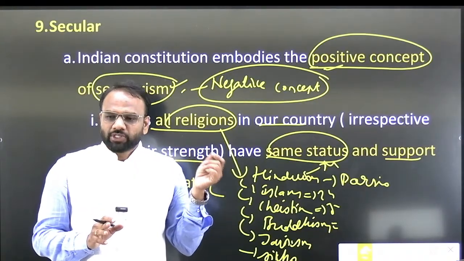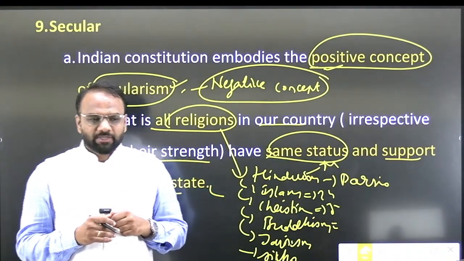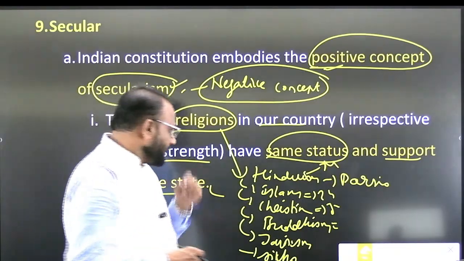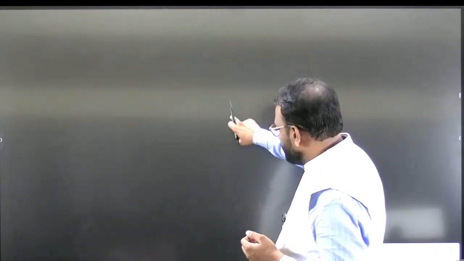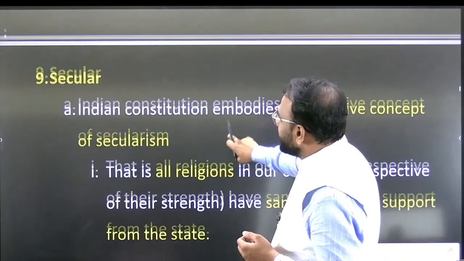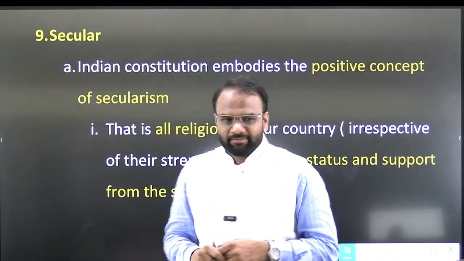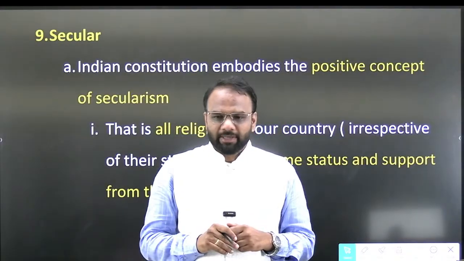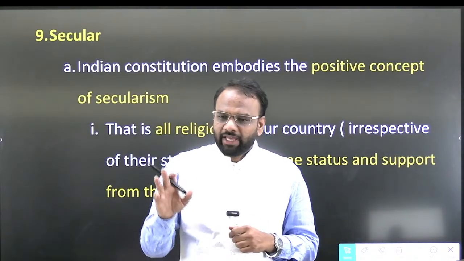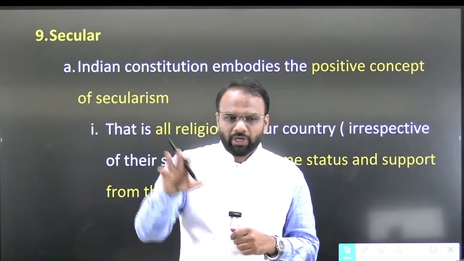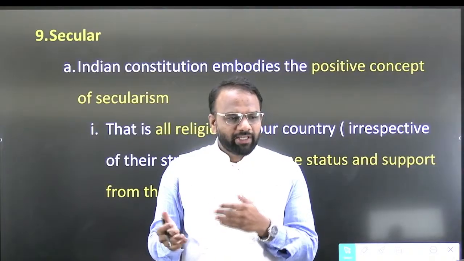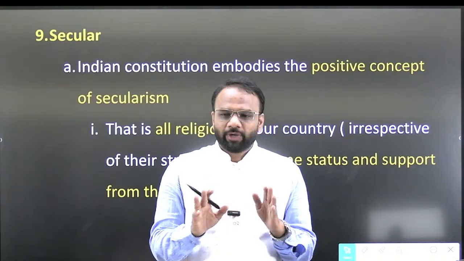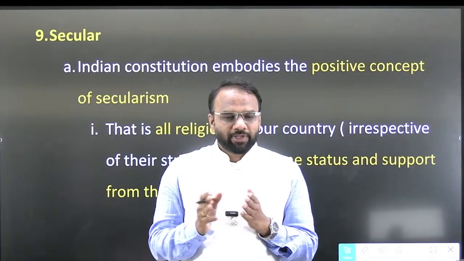So this is a positive concept of secularism. Then what is negative concept of secularism? Negative concept of secularism means state is completely neutral. For example, you want to build a temple, then you mobilize the money from your own community and build the temple. You want to go to Hajj pilgrimage, you earn, you work, and then you go to pilgrimage. Government is not going to give any kind of money to you. This is negative concept of secularism.